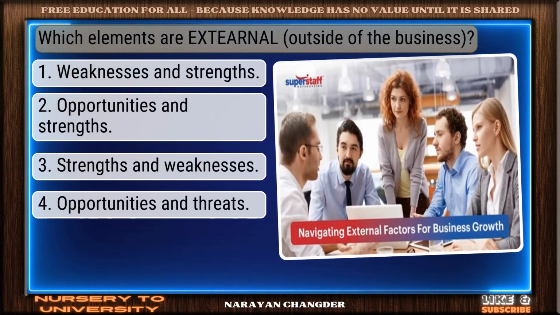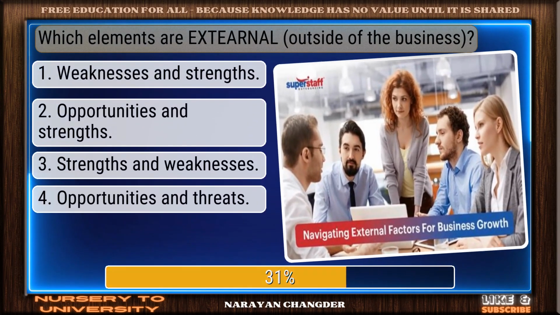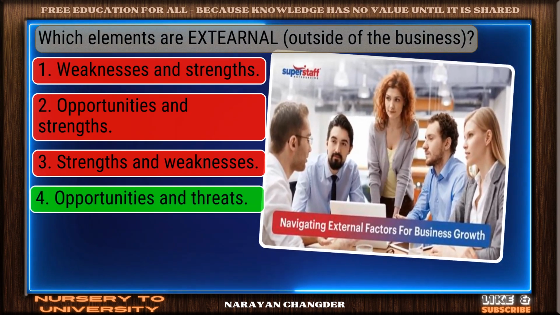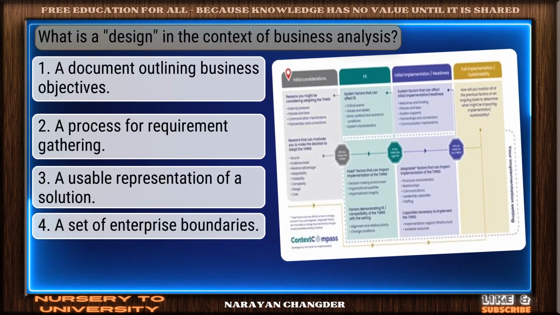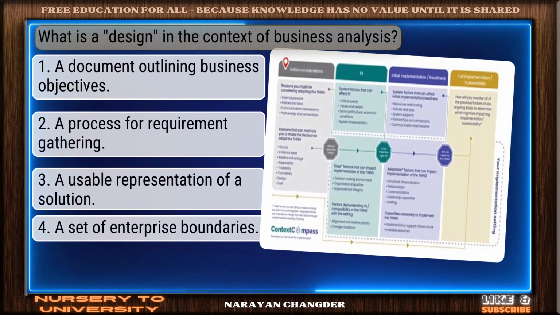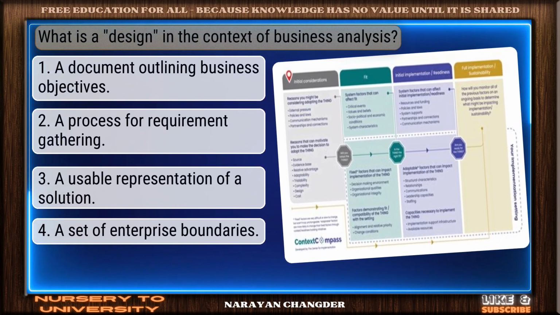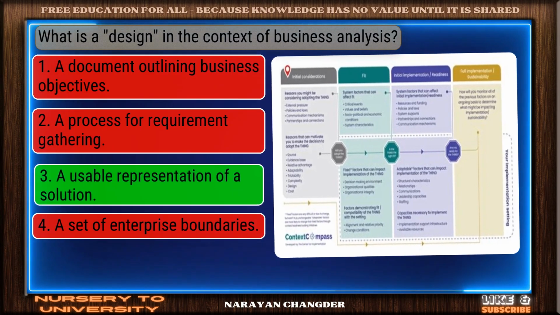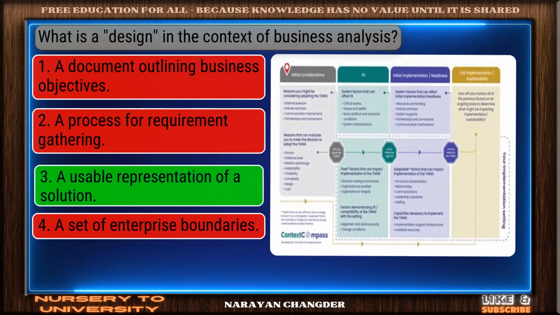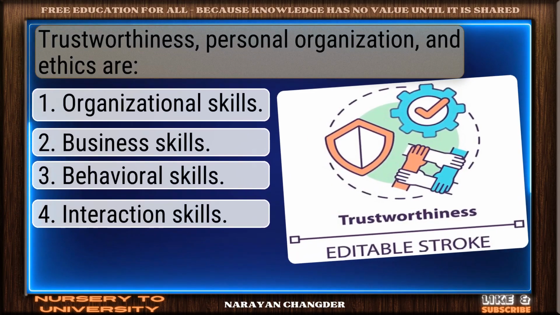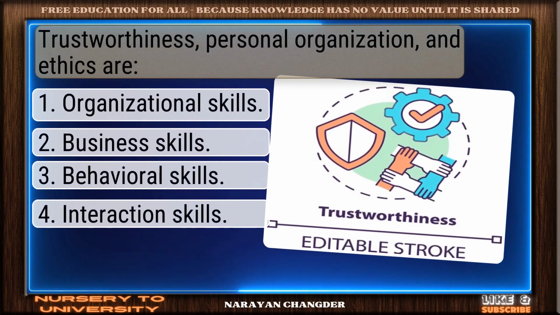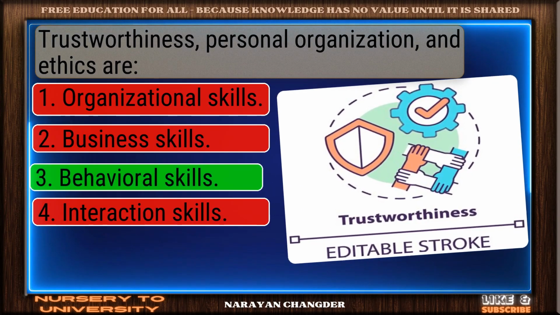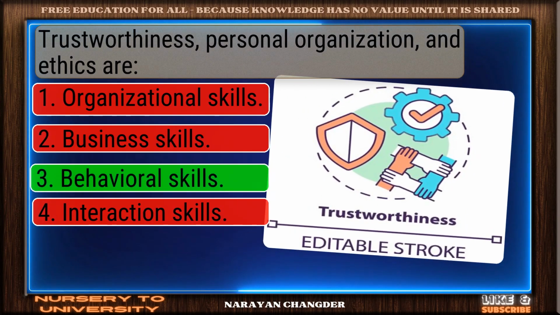Question number 43. Which elements are external? Smart move. Opportunities and threats is an accurate answer. Question number 44. What is a design in the context of business analysis? Correct response. A usable representation of a solution is the most accurate answer. Question number 45. Trustworthiness, personal organization, and ethics are? Well done. Behavioral skills is the right choice.